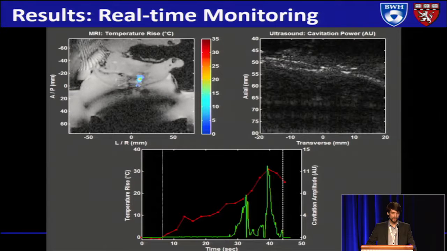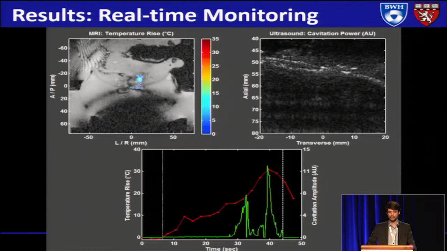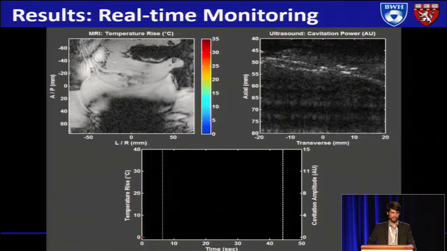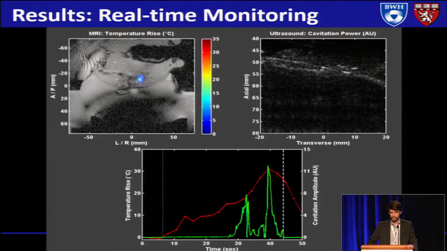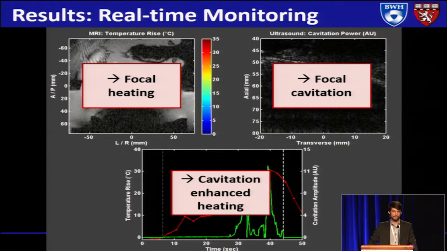And then at the end of the experiment, we turn off our focus transducer, the temperature falls, and the acoustic emissions cease. So by comparing these modalities, we can see that we're getting focal heating from the MRI. We can also see we're getting focal cavitation from the cavitation mapping. And by comparing the two, it's pretty obvious that there was significant cavitation-enhanced heating in this experiment.